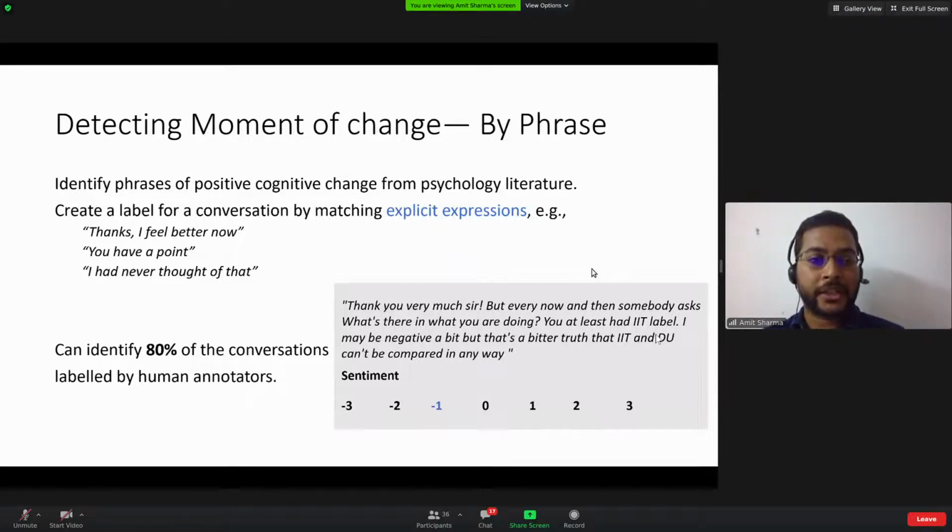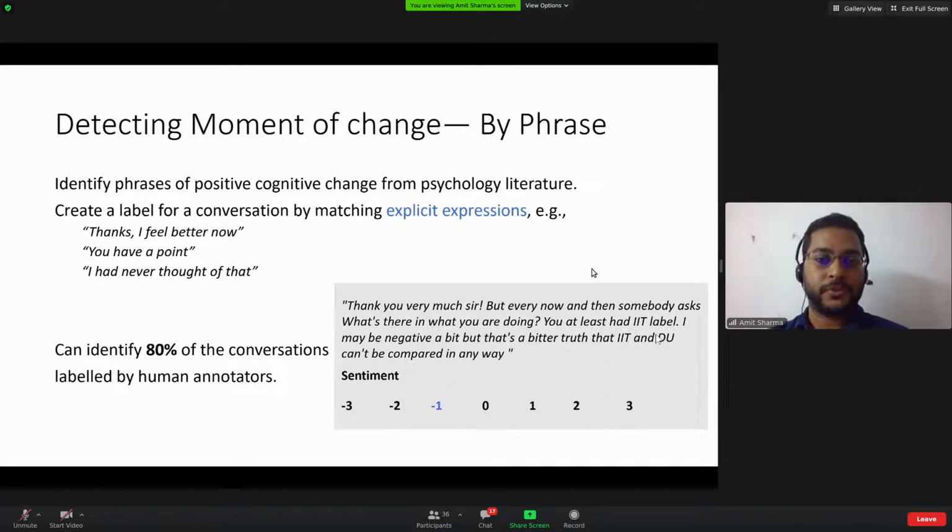And what we found was that about 80% of the conversations can be identified by something simple, like not even natural language processing, but just labeling the conversations if they had some explicit expressions. I'm giving some examples here. So someone might say, thanks, I feel better now. Or they might say things like, hey, you have a point.